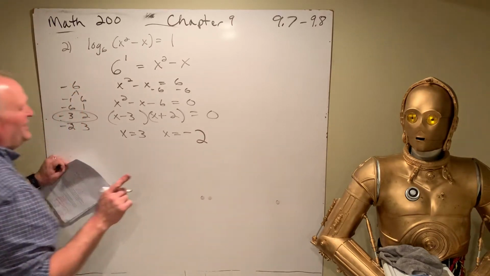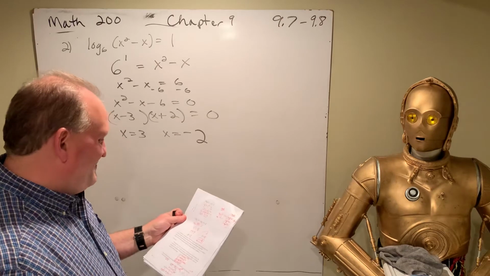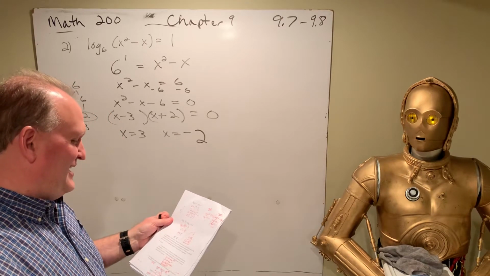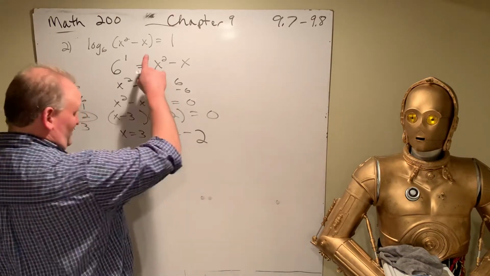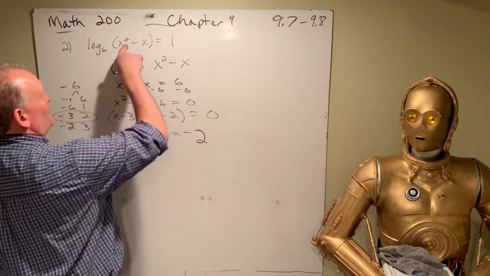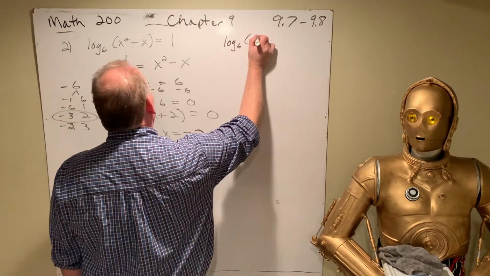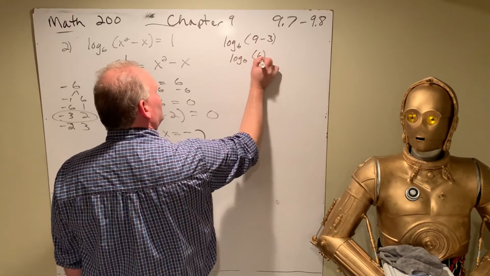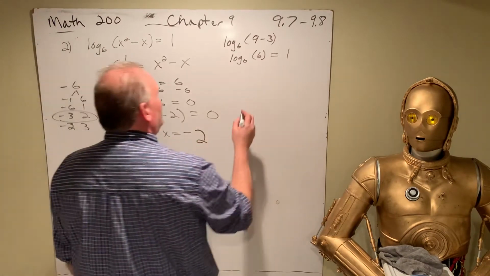-2. But we better check those, because whenever you're working with logs like that, you might get some nonsense answers, especially when the factoring was involved. So I pop a 3 in. I get log base 6 of 9 minus 3. That's log base 6 of 6, which equals 1. So that one works. I pop in -2.